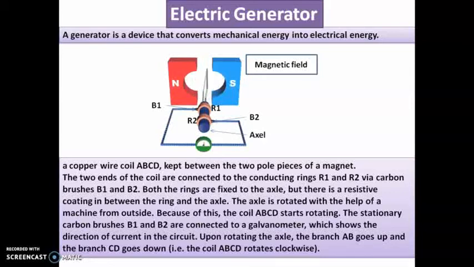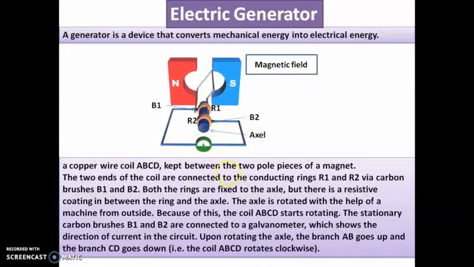And how is it connected? With the help of carbon brushes B1 and B2. So this is brush B1 and this is brush B2. About the function of carbon brushes, we have also studied that they help to bring contact with the ring so that the current flows through the circuit. Both the rings are fixed to the axle. The blue colored one is the axle. But there is a resistive coating between the ring and the axle to prevent any unnecessary incident. The axle is rotated with the help of a machine from outside.